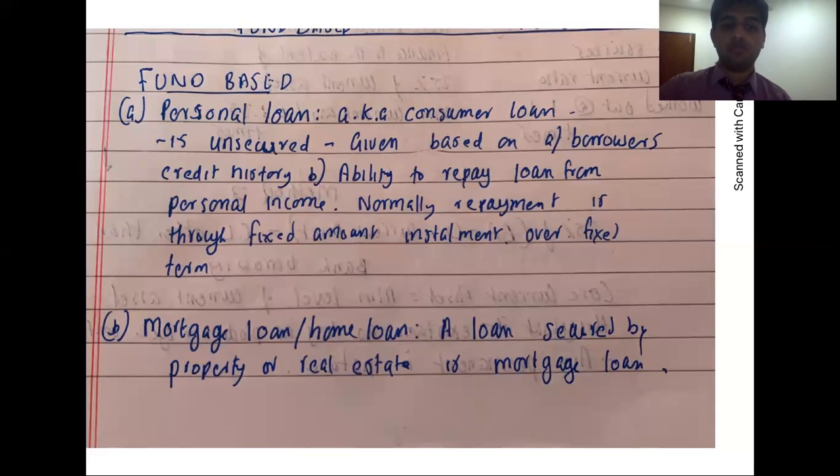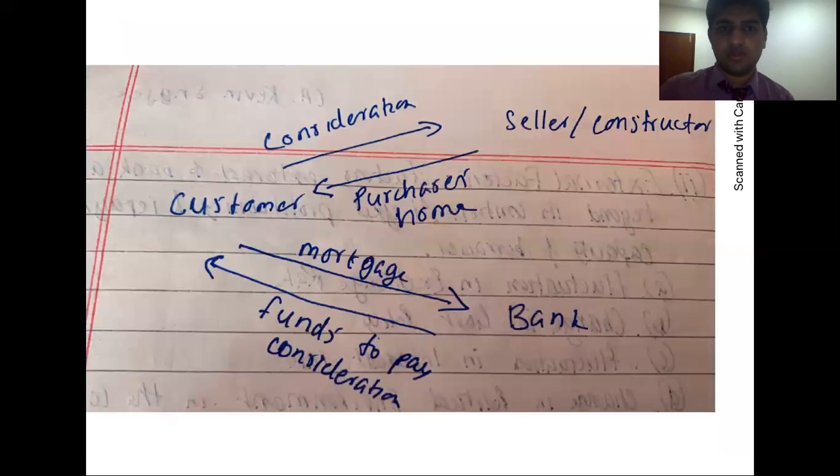A loan secured by property or real estate is a mortgage loan. So a person building a home will be giving us the land as a mortgage. They will also give some other properties as well. Whenever they give some property as collateral, then we'll consider it a mortgage loan.